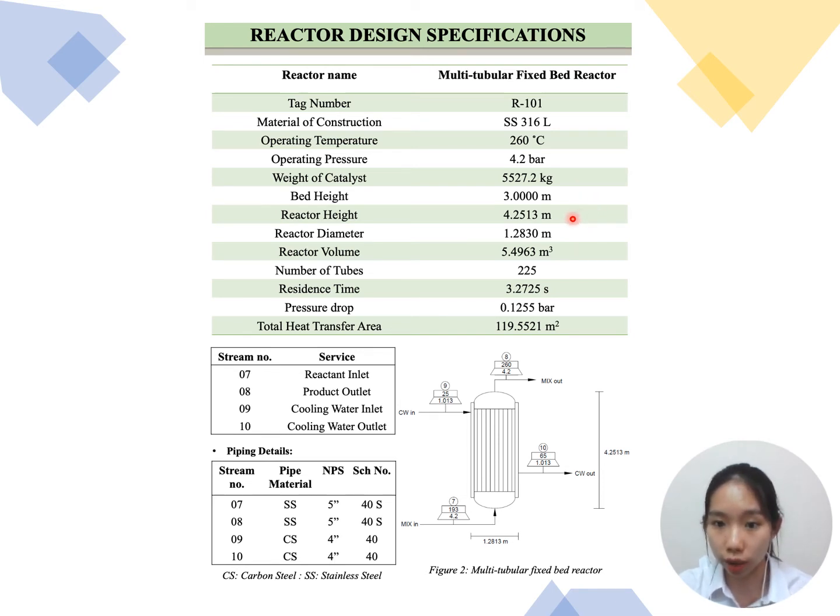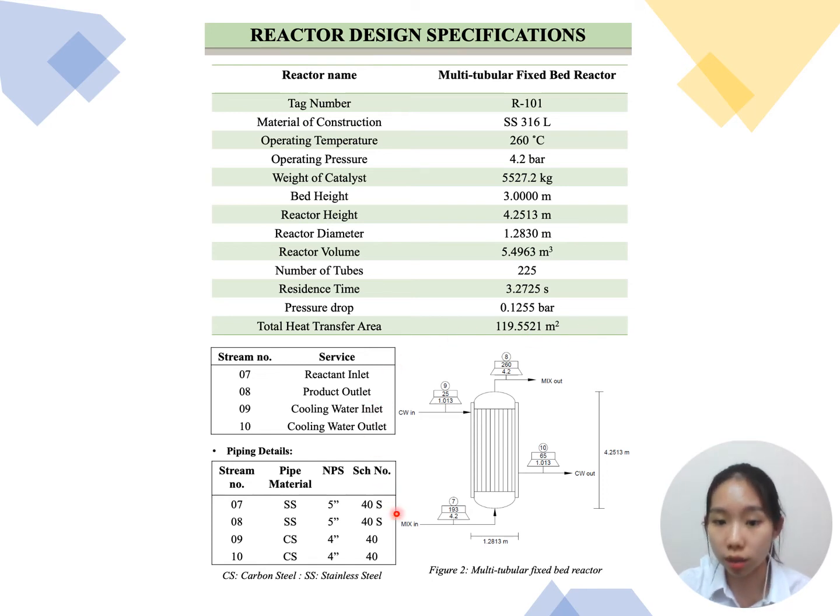and 1.28 meter respectively. Besides, we use 225 tubes with a residence time of 3 seconds and pressure drop of 0.1255 bar. And the flow in the reactor is a turbulent flow, and the total heat transfer area required is around 120 meters squared, which is considered as sufficient for all tubes.